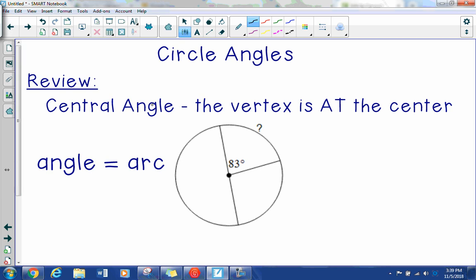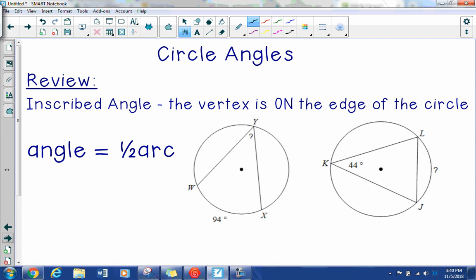You know that the central angle in a circle is when the vertex is at the center. And the relationship there is really easy. The angle is always equal to the arc if it's a central angle. Meaning if this central angle is 83, then the intercepted arc that goes with it is also equal to 83 degrees. Similar to that is the inscribed angle.